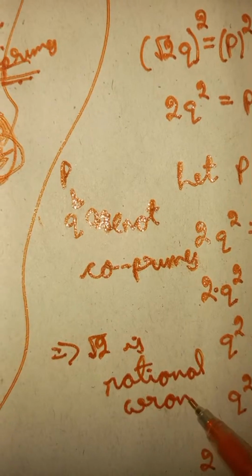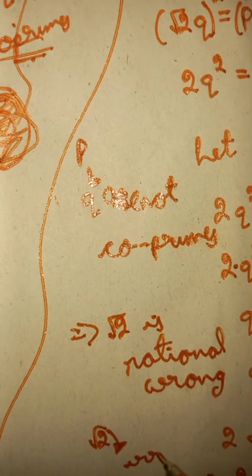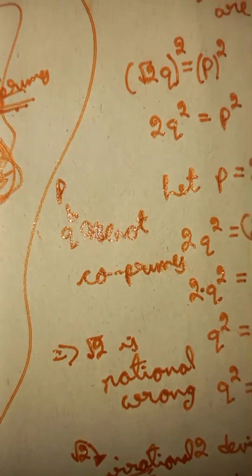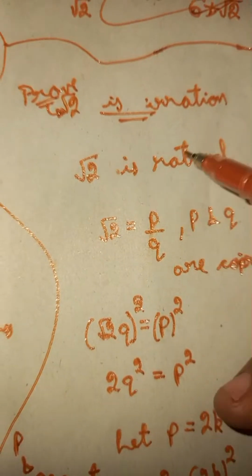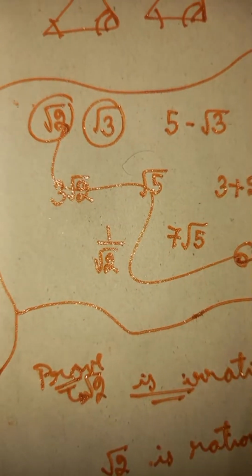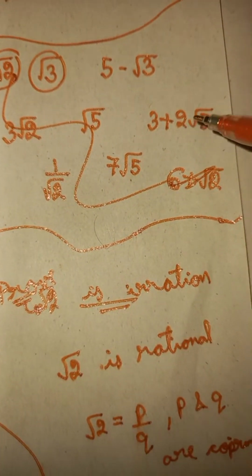So this root 2 is an irrational number. Root 2 is an irrational number. That is the contradictory way of proving this. What is that? That is whether root 2 is a rational or irrational number. In the same way you can even prove root 3, root 5 minus root 3, 3 plus 2 root 5. Let's start by taking this time this circle.